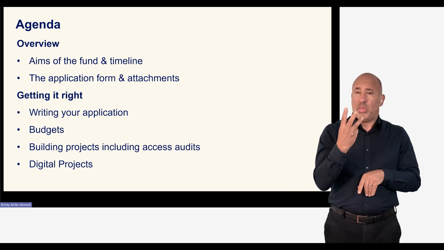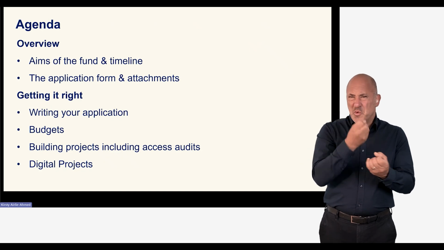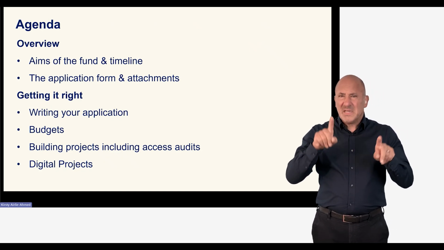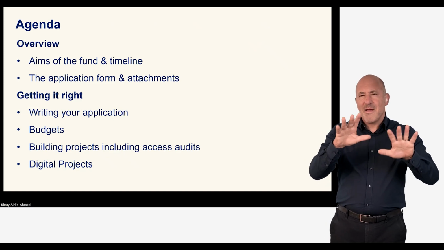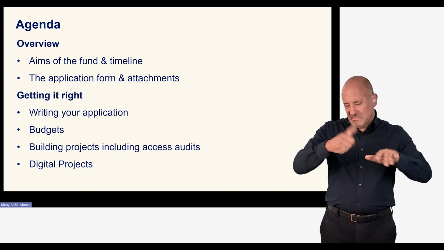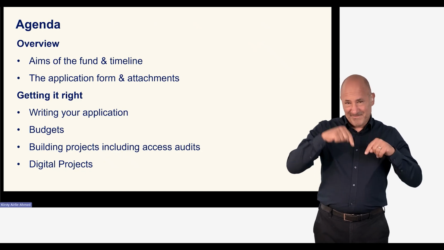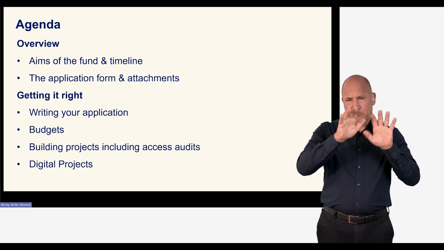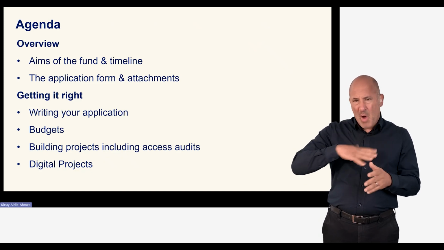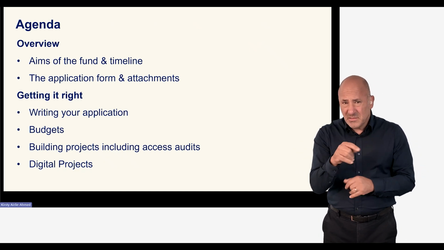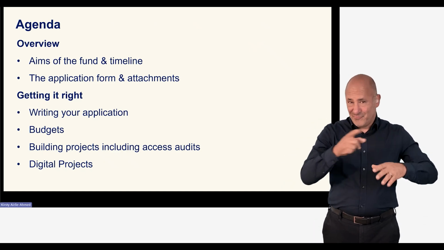There have been 3 rounds of LIF so far, and over that time we've seen some very strong applications, as well as a number of regular mistakes that have tripped people up. We want to help you to write the best application you can. In this second section, we'll look at writing your application, budgets, building project requirements, including access audits, and digital projects. So let's get started.